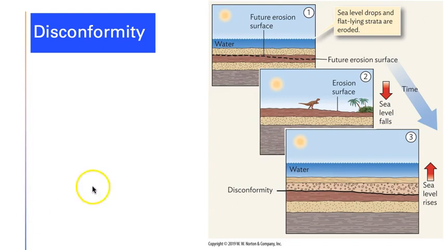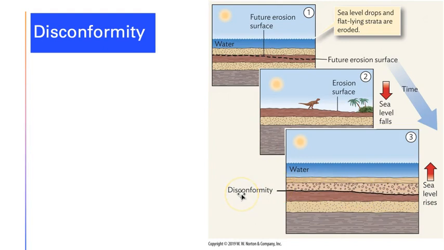Disconformity. So furthest back in time, we have sedimentary layers beneath the sea. Sea levels drop, exposing those sedimentary rock layers on Earth's surface. Erosion removes some of the layers. With more time, sea levels rise, and deposition happens atop of that erosional surface.